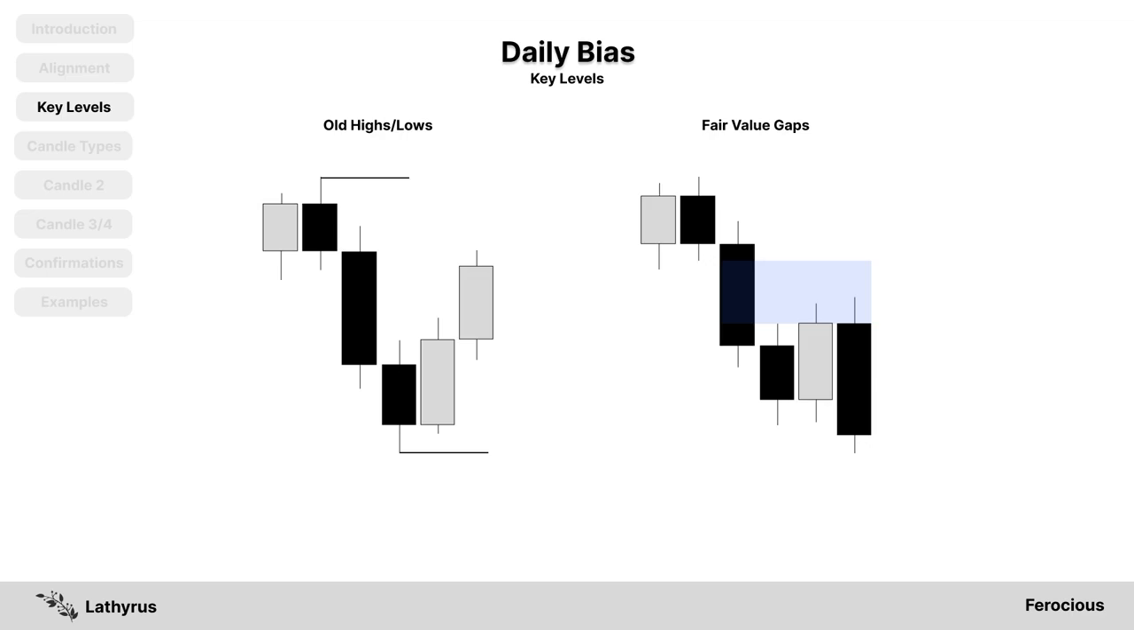Same for fair value gaps. I think this is pretty straightforward and simple to use and to spot them on the charts. And again, it's fractal. You can use monthly gaps into a weekly swing formation. You can use weekly gaps into a daily formation, and so on. So I think this is pretty straightforward to what levels I'm using to create my daily bias.